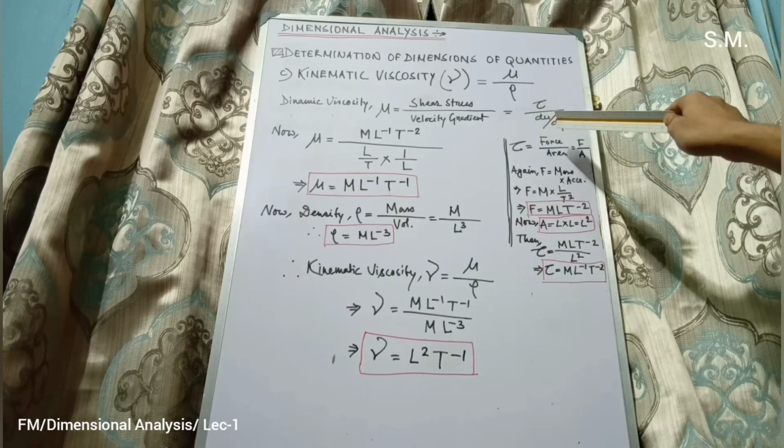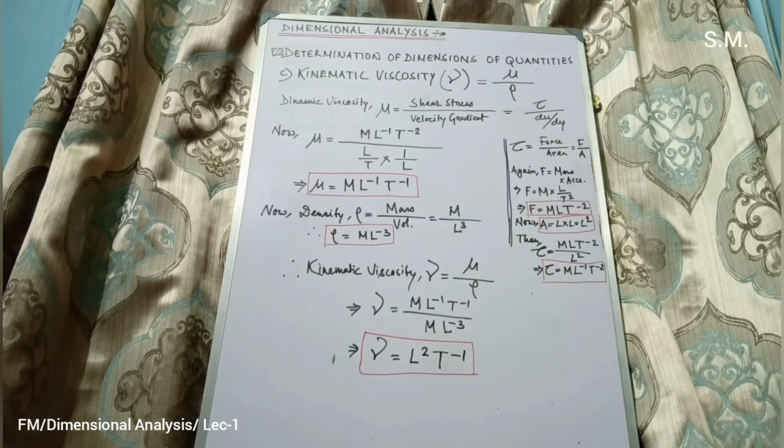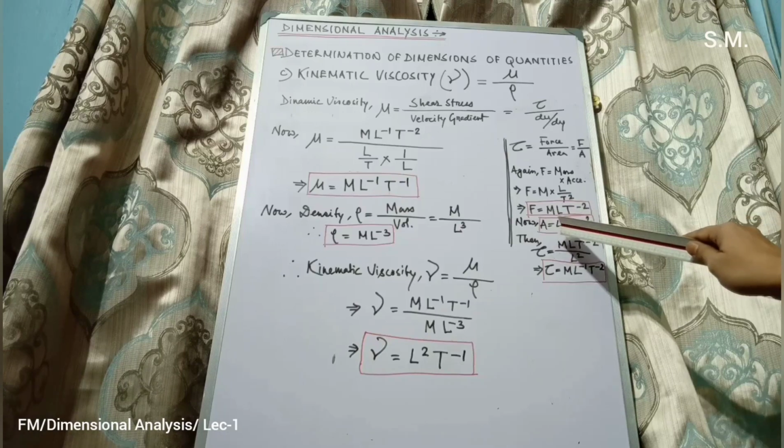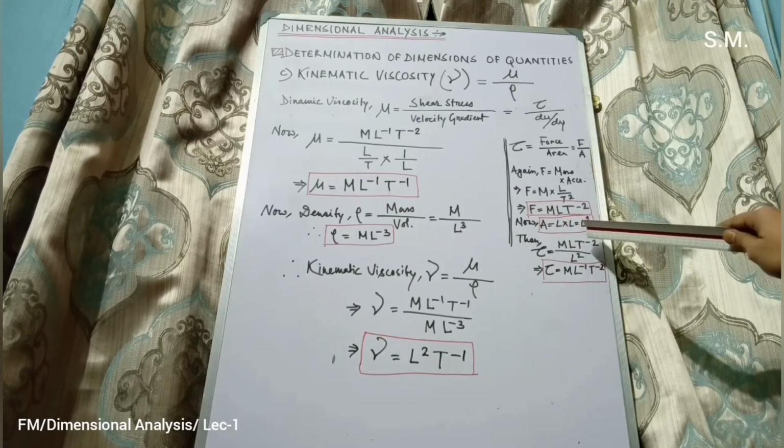Here stress equals force by area. Now we have to find the dimension of area. It is very simple. Area is a product of two linear dimensions, that is A equals L into L, length into length. So it becomes L square.